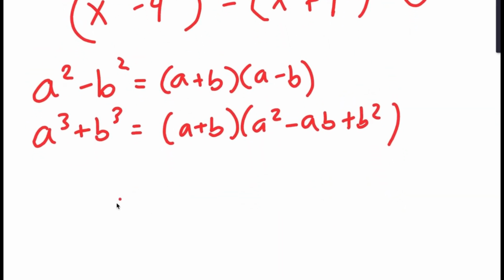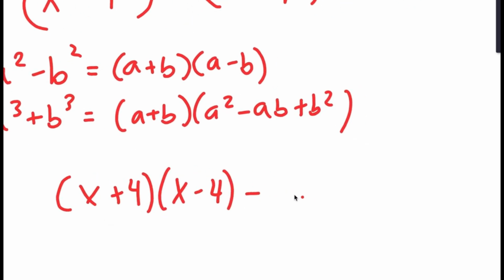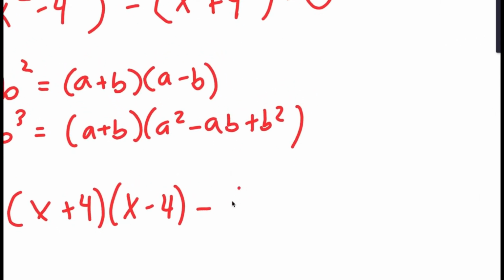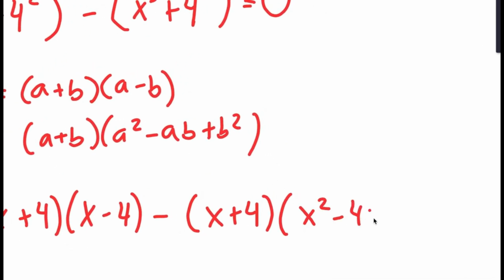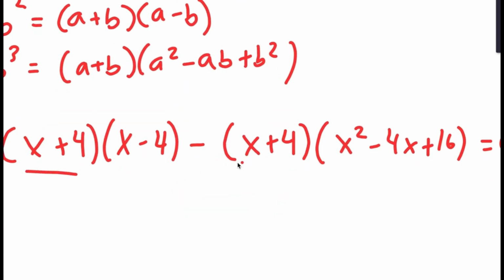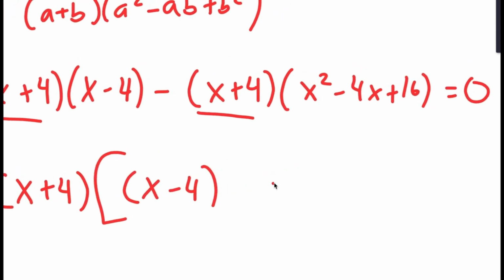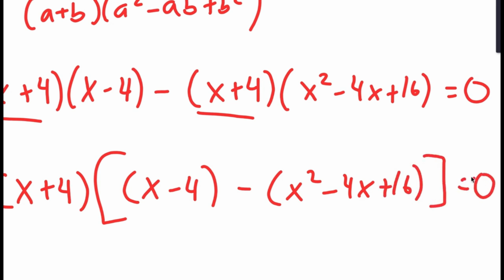So for x squared minus 4 squared, it's going to turn into x plus 4 times x minus 4. I have this minus a to the power 3 plus b to the power 3, or in this case, x to the power 3 plus 4 to the power 3, which is going to turn into x plus 4 times x squared minus 4x plus 16. Now, because both of these terms have x plus 4 in them, I can factor out x plus 4. So I get x plus 4 times x minus 4 minus x squared minus 4x plus 16 is equal to 0.